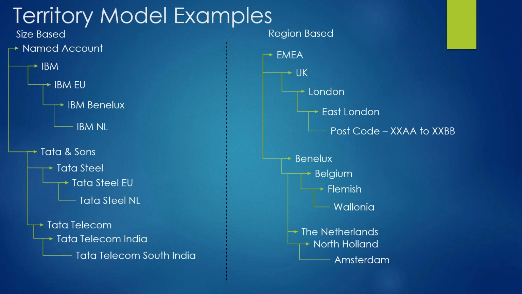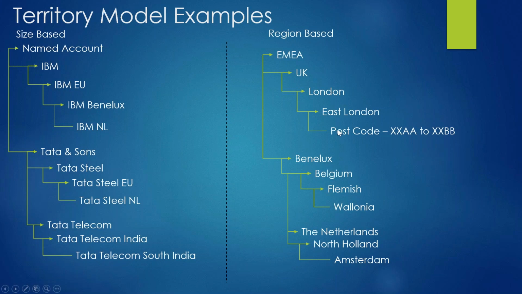The same goes with Tata & Sons. Tata & Sons is the biggest company, and if you want to chalk it down, then it will be Tata Steel, Tata Telecom. These are the major accounts which a company will be dealing with, and these can be further drilled down into a different set of regional level territories. And on the right-hand side, you'll see the region-based territories, which are regional specific ones. So just for example, EMEA: in EMEA, we have UK and Benelux, and within Benelux, we have Netherlands. So this is the way we can further drill down.